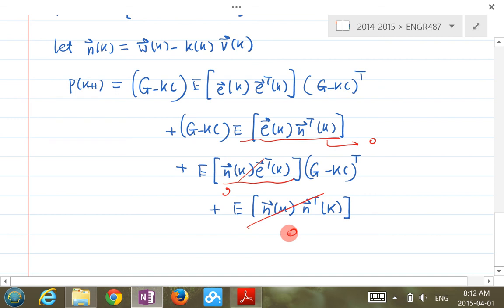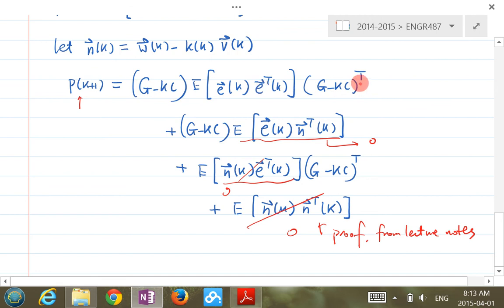So for the proof of this, you can look at my lecture notes. I'm not going to prove this out. There is a one-page proof here for this one, so you can look at that. All right? So basically, in the end, your P of K, the error covariance matrix. Remember the name of it. It's the error covariance matrix. Just this guy here.